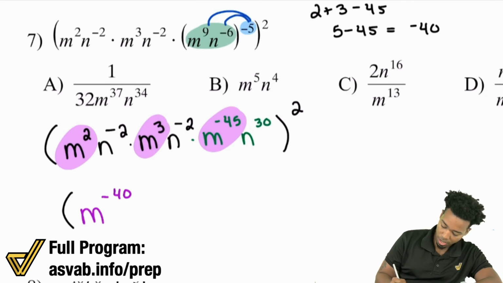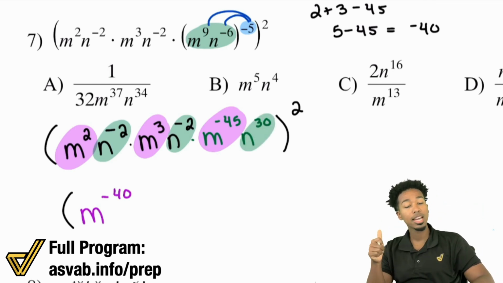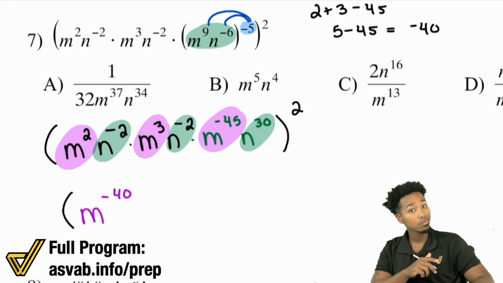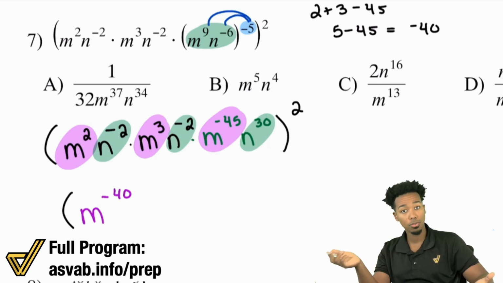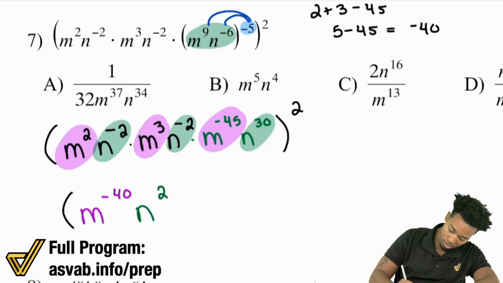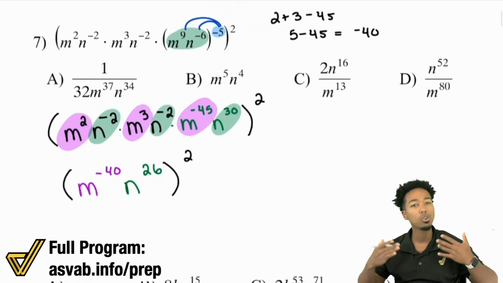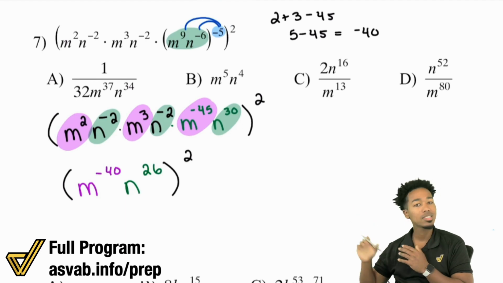And then over here in green, we have n to the negative 2, n to the negative 2, n to the 30. We're going to go ahead and add those exponents. Negative 2 plus negative 2 is negative 4. Negative 4 plus 30, that's the same as saying 30 minus 4, which is positive 26. And again, we still have that power of 2. Look at how much simpler this is starting to feel, right? Again, we're taking it one step at a time.